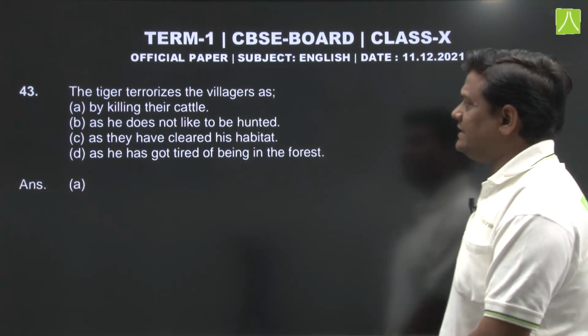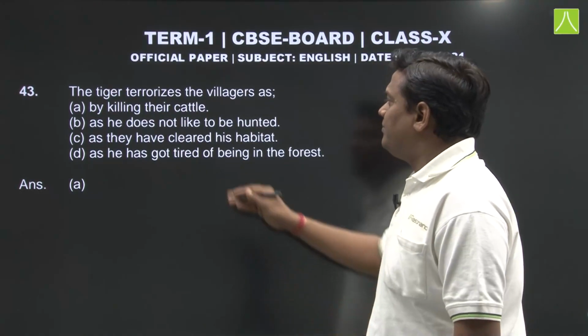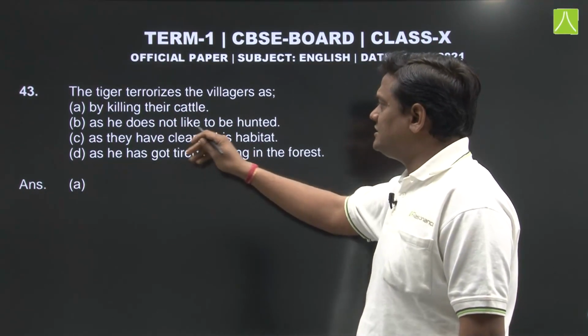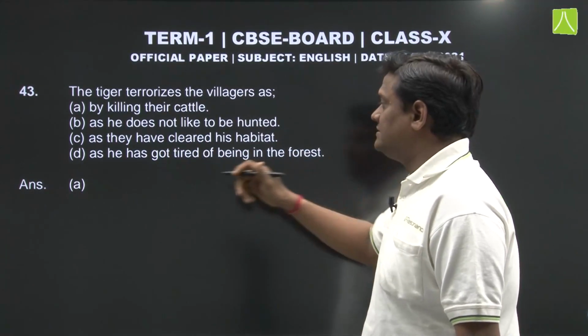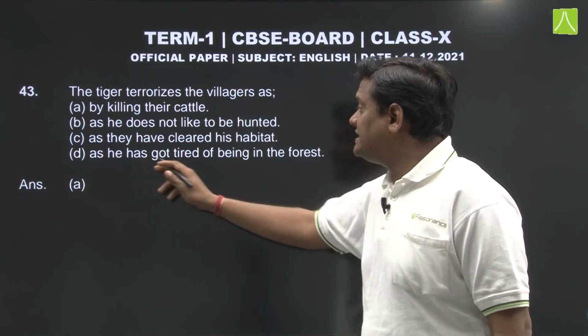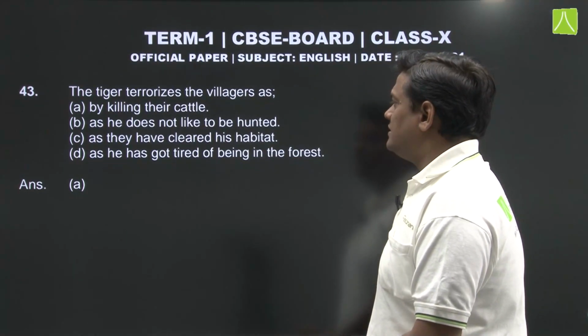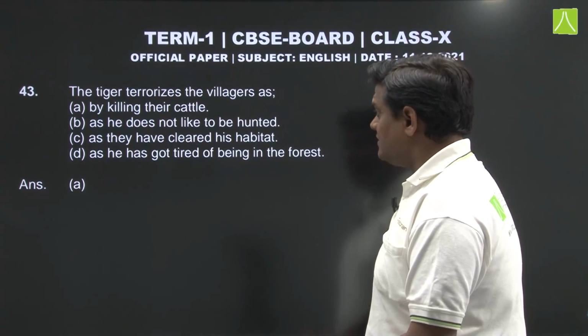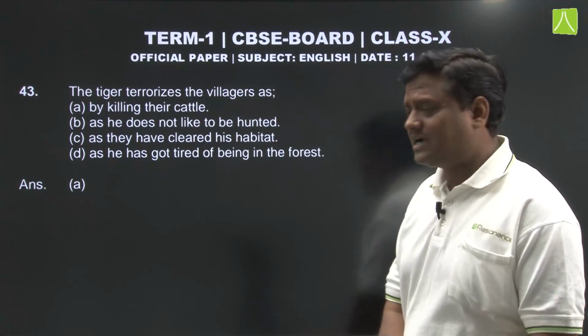Question number 43. The tiger terrorizes the villagers by killing their cattle, as it does not like to be hunted, as they have cleared his habitat. This is the correct answer. Or as he has got tired of being in the forest. So the tiger terrorized the villagers by killing their cattle.